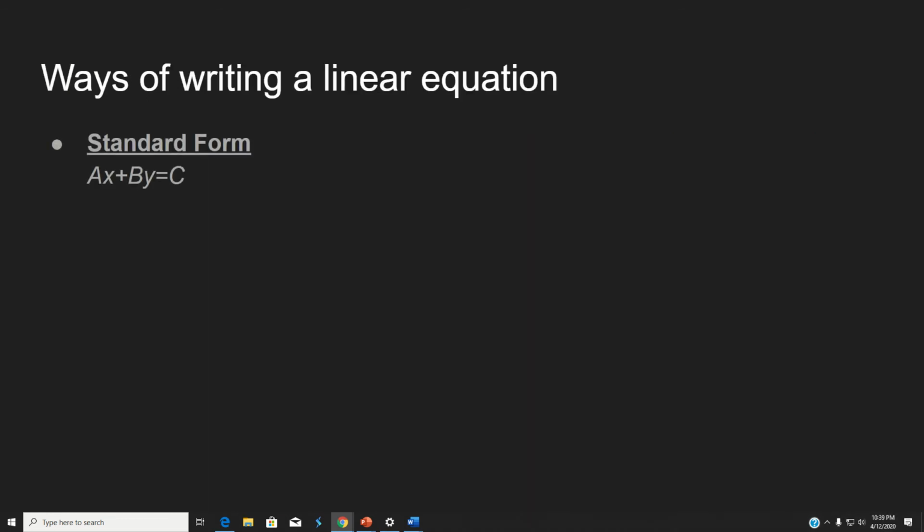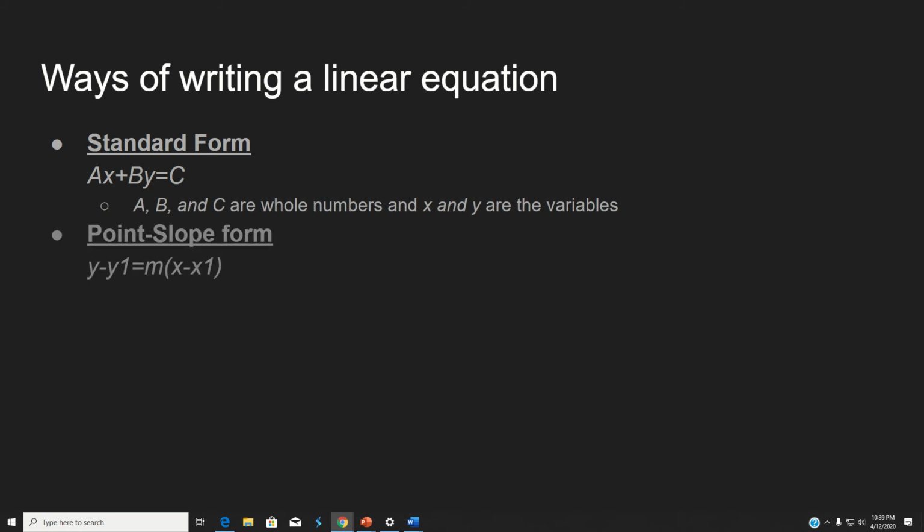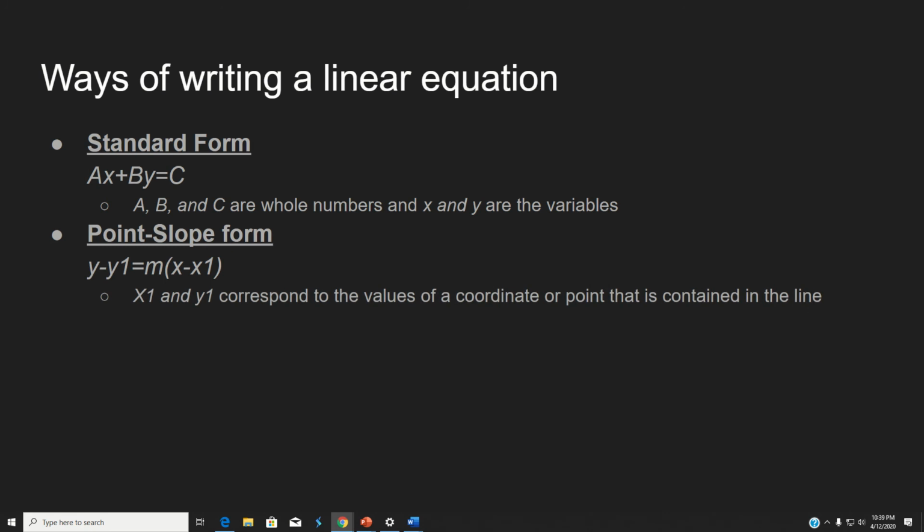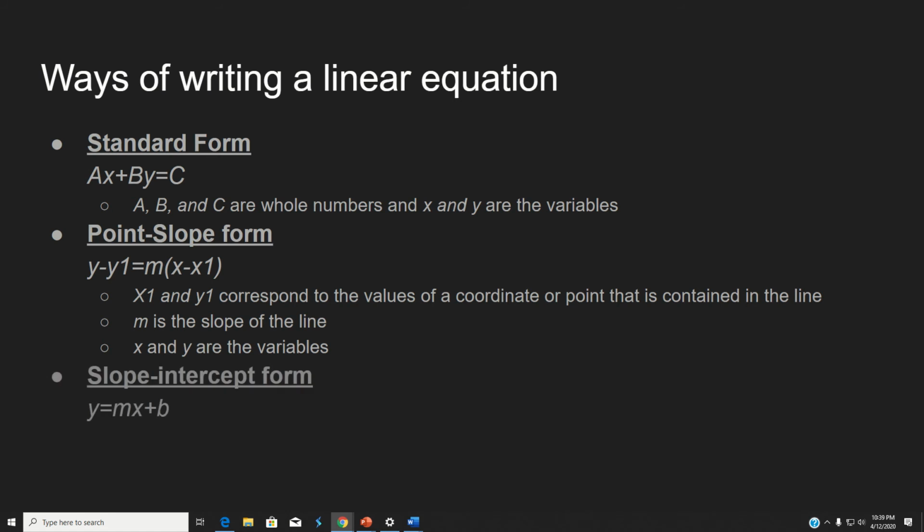Now there are different ways of writing an equation. The standard form, as shown in that image, is ax + by = c, where a, b, and c are whole numbers and x and y are variables. Point-slope form, shown as y − y1 = m(x − x1), where x1 and y1 correspond to the values of a coordinate or a point that is contained in the line, and the m is reserved for the slope. x and y are also variables.